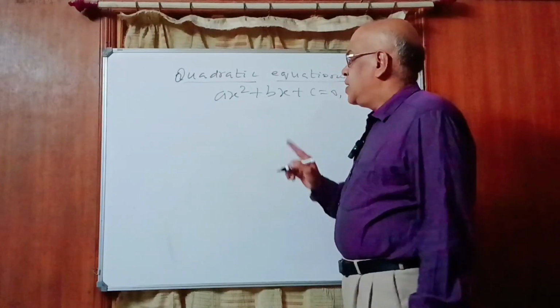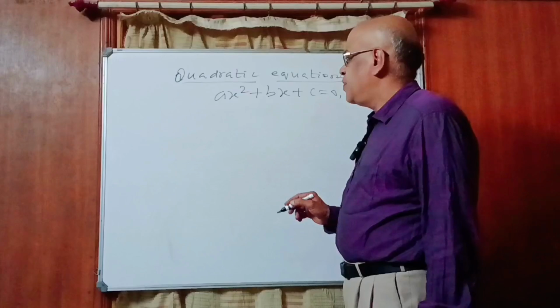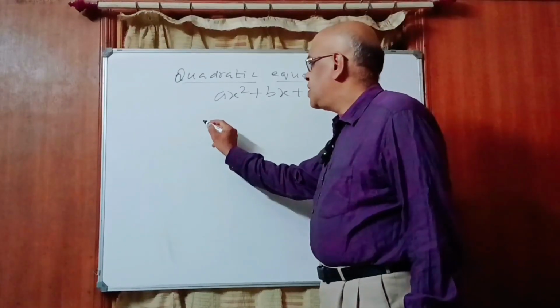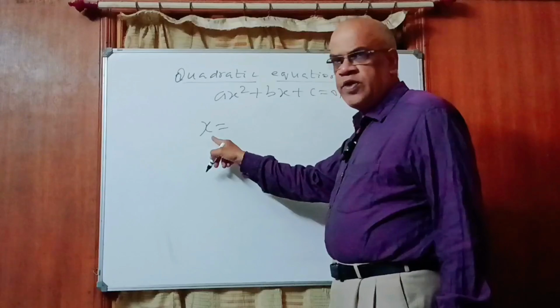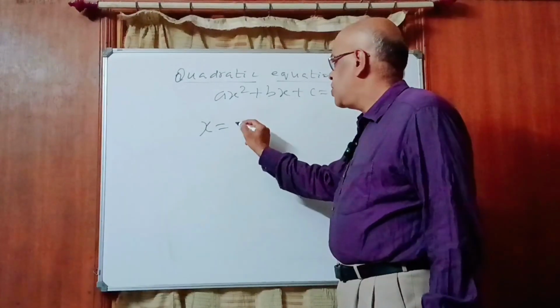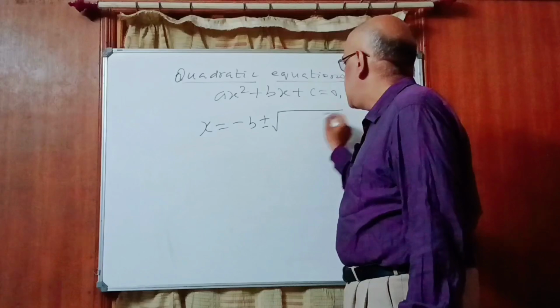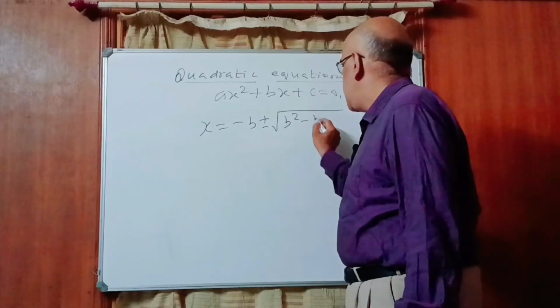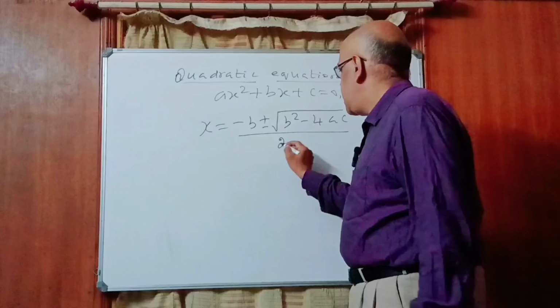Children, second method of finding roots of the quadratic equation. You know that there is a formula method. This is deleted from the syllabus. Still we should know the equation. x is equal to minus b plus or minus under root b square minus 4ac, whole divided by 2a.